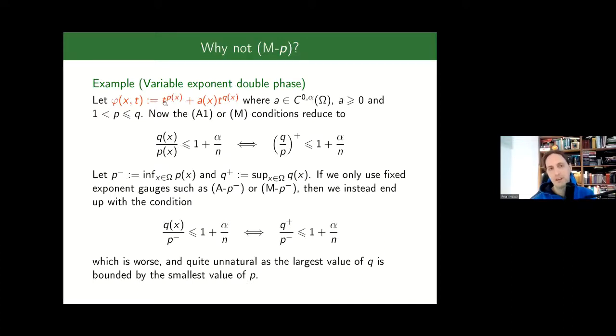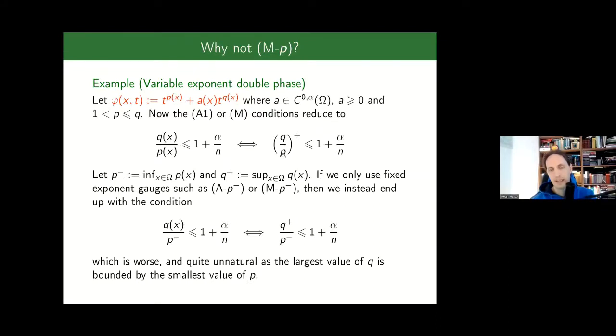So this, of course, is an isotropic example, so A1 and M are the same. And here we compare q and p for every value of x. But if we try to use a constant exponent, so p minus, then we have to always divide by that p minus from there. And then we end up with this condition.